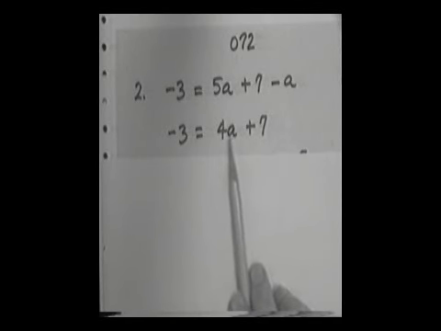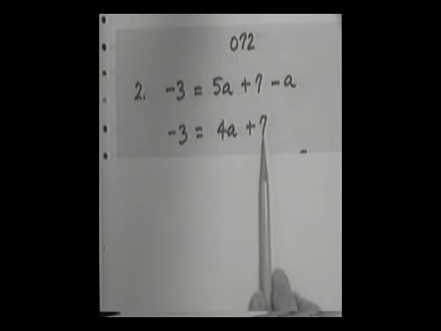Our variable has a coefficient and a constant added to it, an extra term. As before, we eliminate the extra term. To eliminate 7 that's added, we add its opposite. We'll add -7 to both sides of this equation.